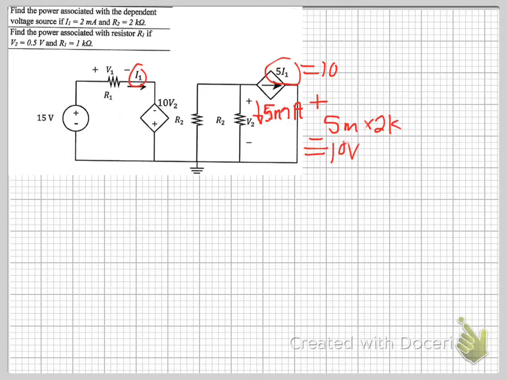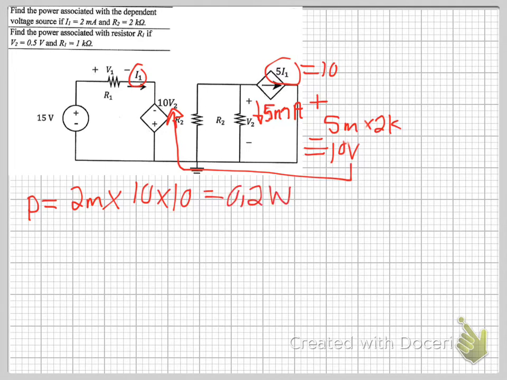So now you know the value of V2, and you can use that to substitute into there. You know the voltage across the source, you know the current going through it, so now you can calculate the power. Your power is equal to I1, which is 2 milliamps, multiplied by the voltage, 10 multiplied by 10, which is 0.2 watts.